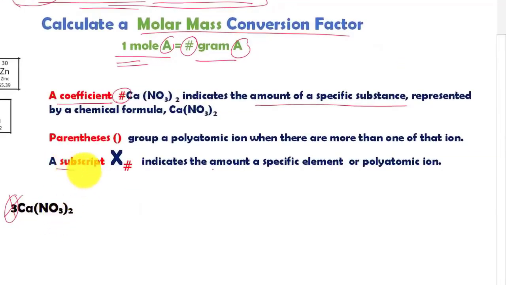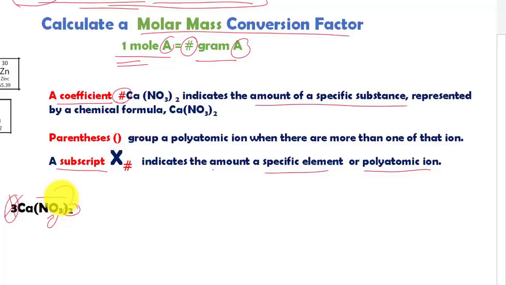And then we have the subscript. That subscript 2, 3, and so on indicates the specific amount of an element or a polyatomic ion. For instance, if we look at the 3, that tells you there are 3 of O. But what about the Ca and the N? They don't have any subscript, so we know it's just going to be a 1. But what about this 2 right here? That 2 represents there are 2 of NO3.